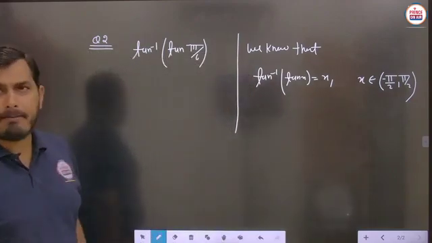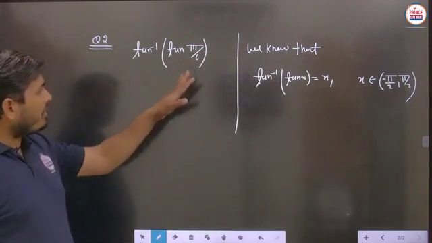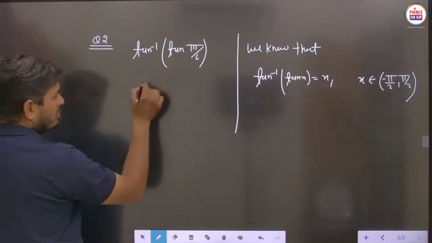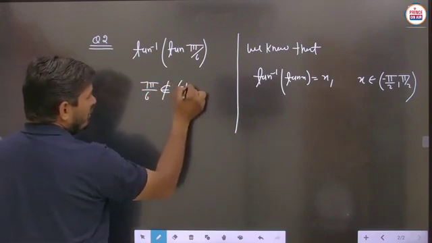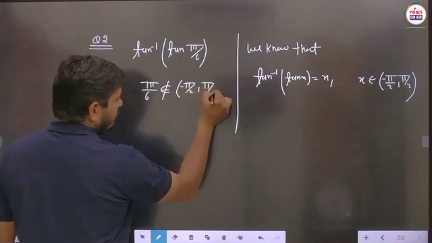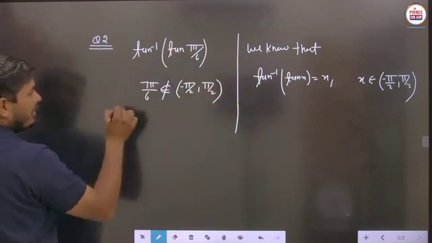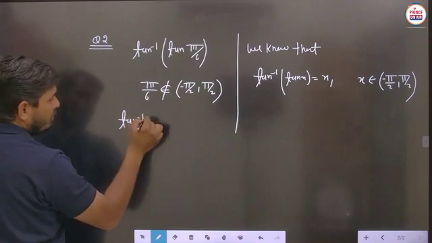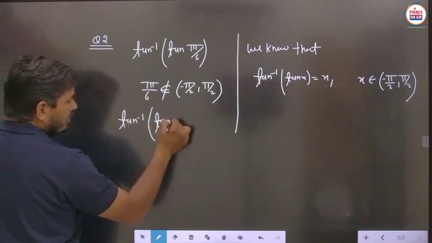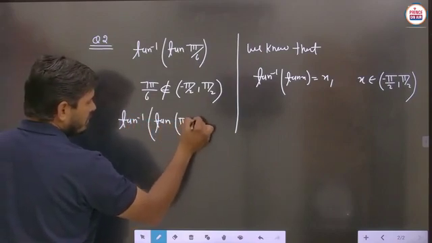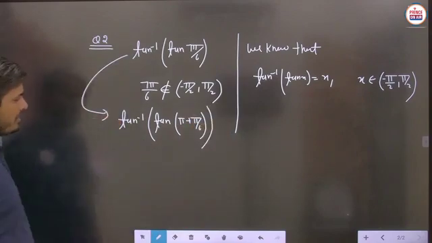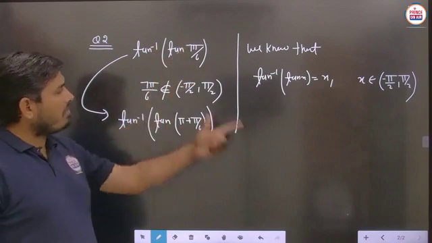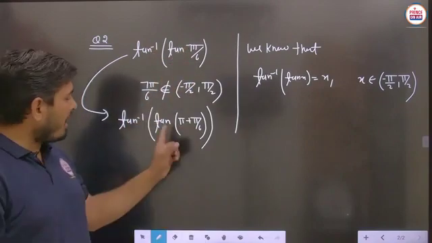Is it clear? Now tan inverse of 7 pi by 6. This particular 7 pi by 6 obviously does not belong to the interval minus pi by 2 to pi by 2. So definitely we have to break this angle. How will we write this 7 pi by 6? That should be written as pi plus pi by 6, because pi plus pi by 6 will become 7 pi by 6.